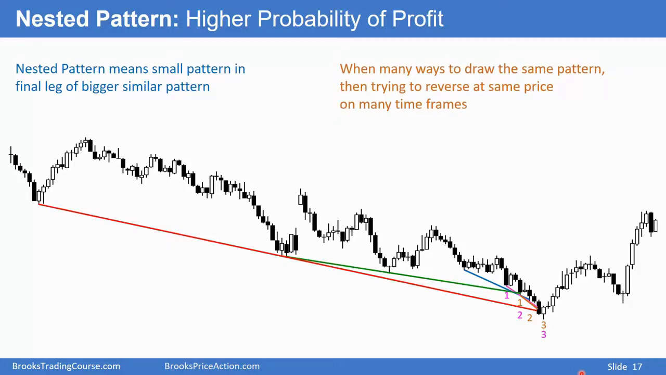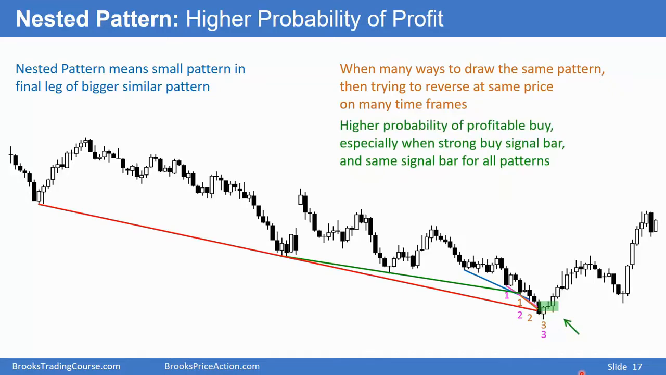When you have many ways to draw the same pattern, then the market's trying to reverse at the same price on many different time frames. Most computers will see at least one version of the wedge, and that means most computers will be looking for a wedge reversal. And if all of the computers are looking to buy, there's a higher probability that the reversal will come. The probability is especially good when there's a strong buy signal bar and when it's the same buy signal bar for every way you can draw the wedge bottom.